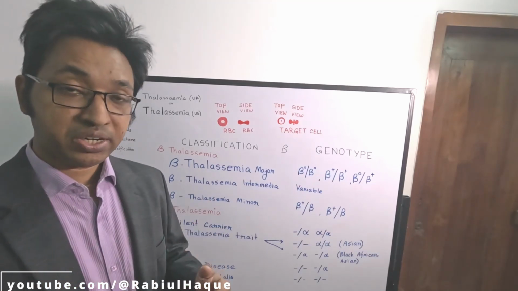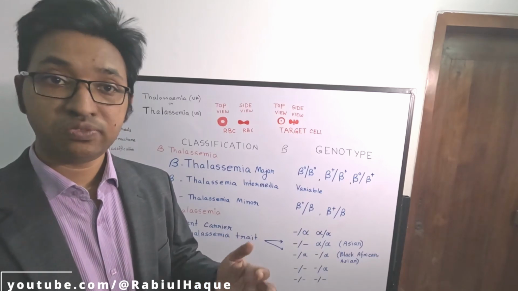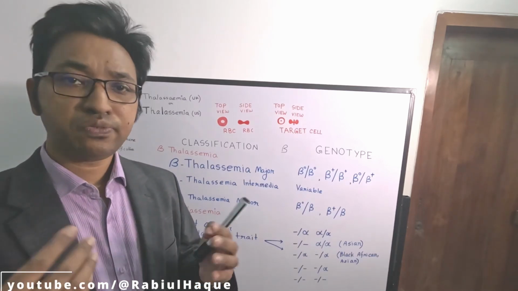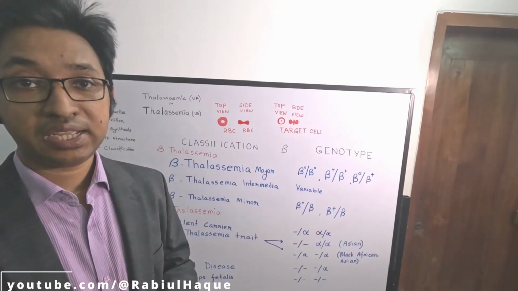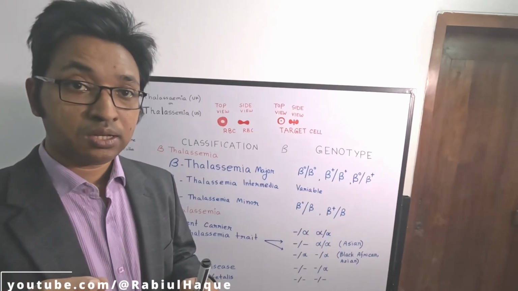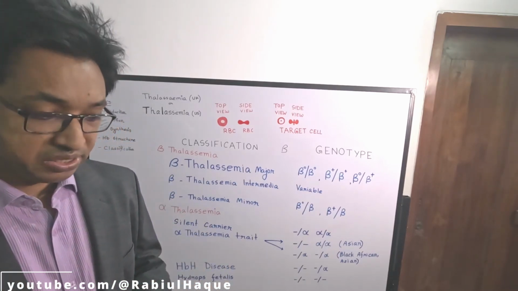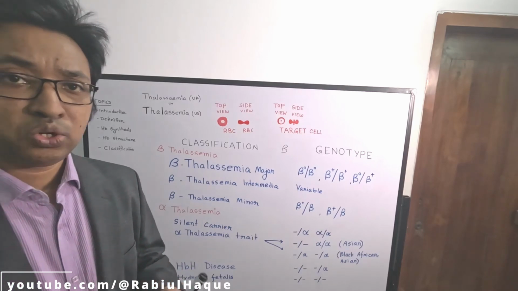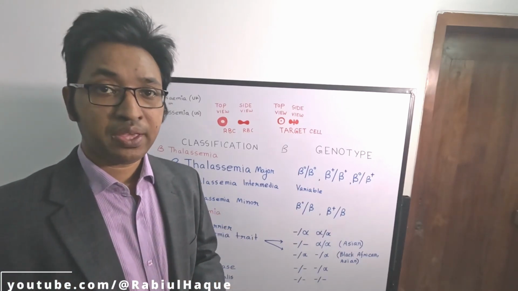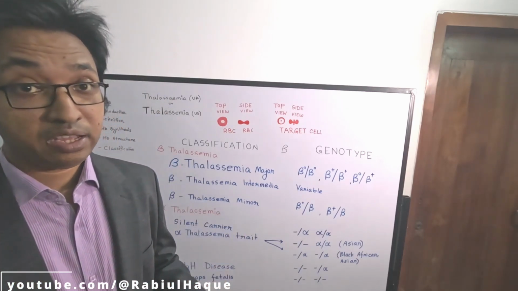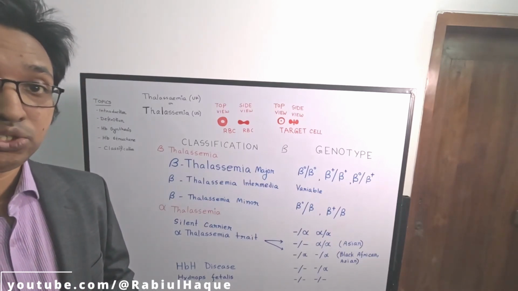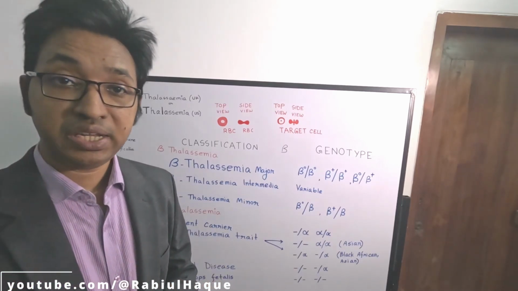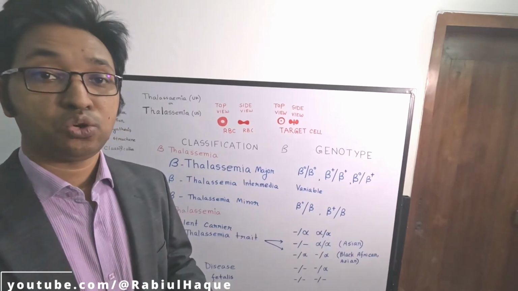The remaining precursor cells that do leave the bone marrow, they are still defective, right? Because they contain those alpha globin chains as precipitate. So those cells will also die in the spleen, and spleen will have a heavy workload, so that will also lead to enlargement of the spleen, that is known as splenomegaly.